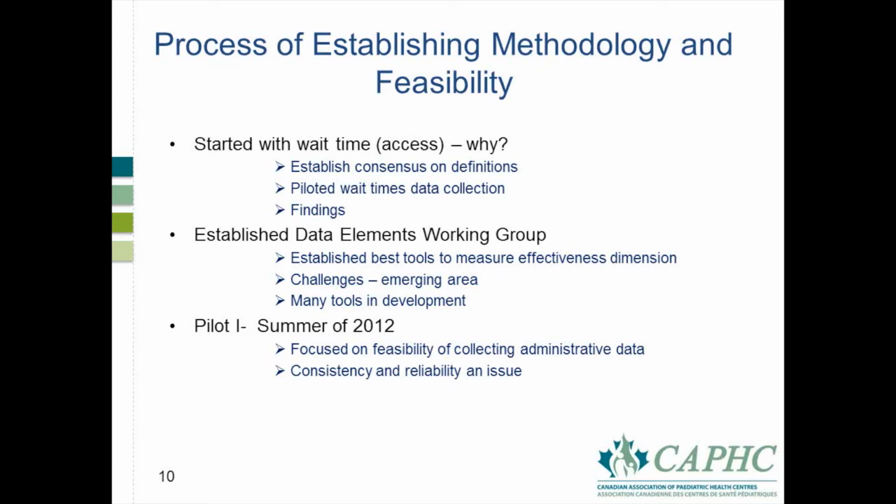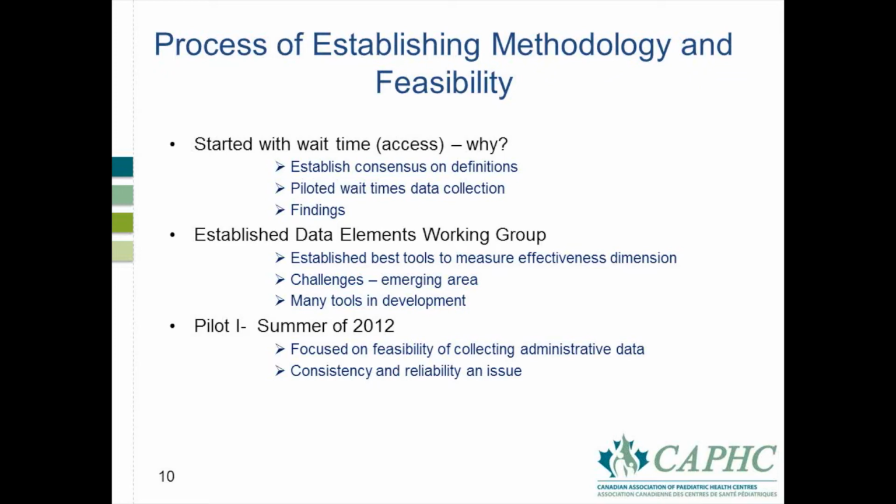On the slide you'll see we started with wait times. We actually started with two dimensions. One was the wait time data element. The other one was measures of processes of care, so child and family-centered care. So these kind of happened in parallel, but we learned a lot from those two little tests of concept and tests of feasibility. The wait time one, it took us a long time to establish a consensus on definition.